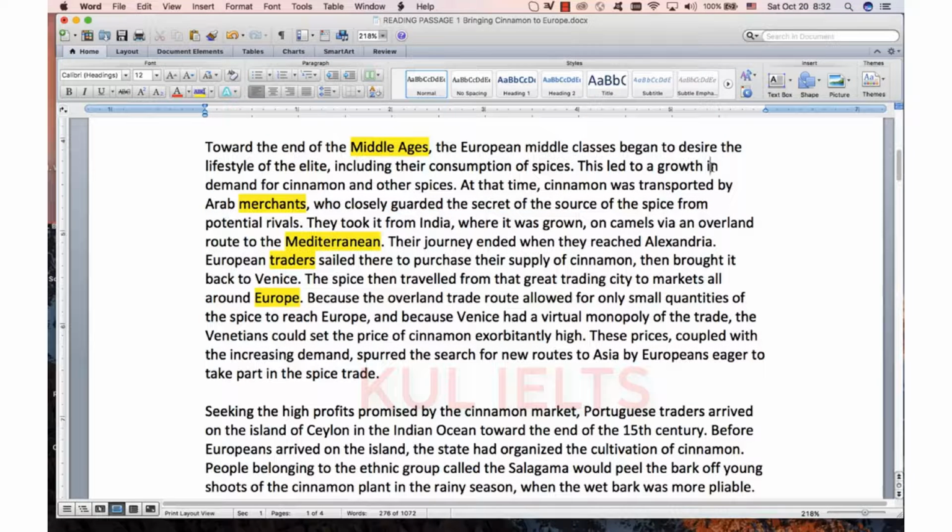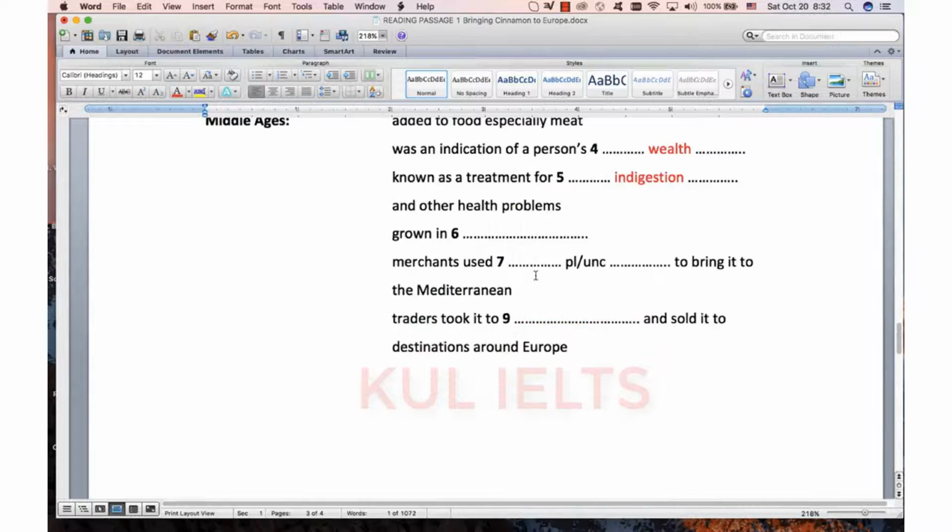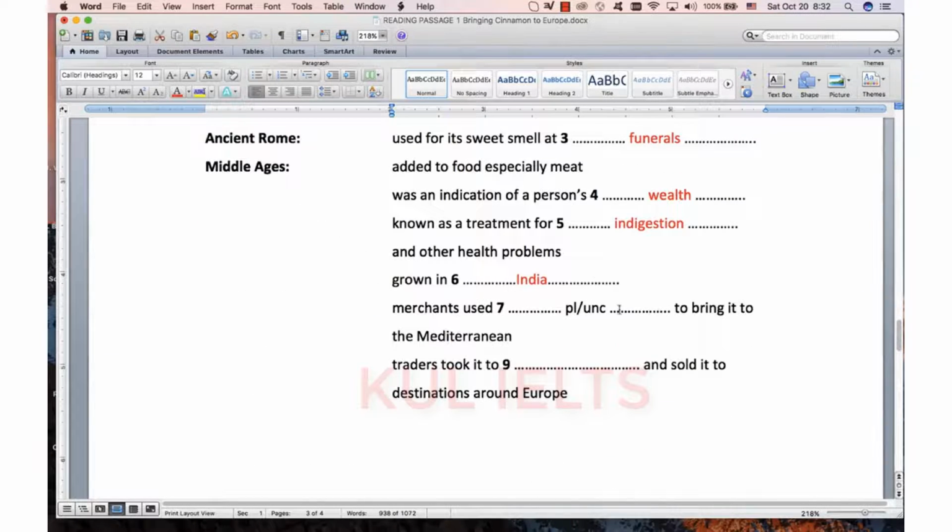I often say these small words can help you. Sometimes they can trick you. So be careful of that. This one makes a lot more sense. The key was to not stop scanning there. Scan everywhere for grown and see this one. So it was grown in India. The merchants used something to bring it to the Mediterranean, and the traders took it to something.